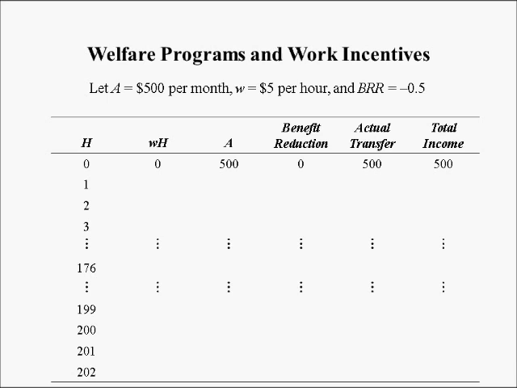Now, when you're making $5 an hour, but you don't work at all, your earnings are $0. Your allowance is $500, and since you didn't make any money, your benefit, the $500, is not reduced by anything. So your actual transfer is $500. This is what you'd actually receive in the mail from government, and then your total income for the month would be $500.